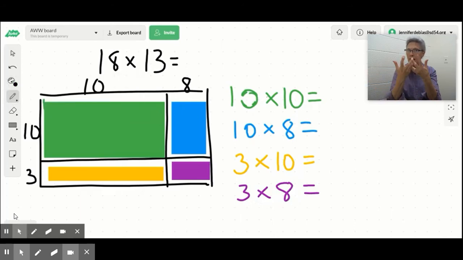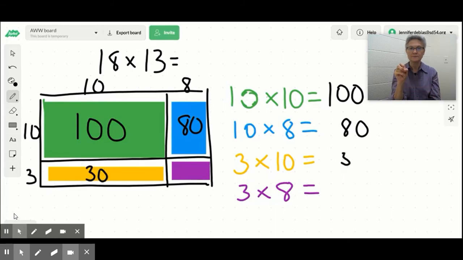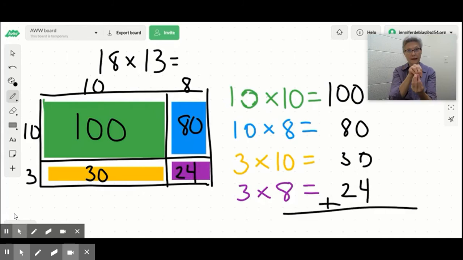So let's do 10 times 10 first. I know that 10 times 10 is 100. I can keep track over here as well. I know that 10 times 8 is 80. I'm going to line up my numbers so it's easier for me to add when I'm done multiplying. 3 times 10, I know, is 30. And 8 times 3 is 24. There we have that. Okay, so now I'm going to add these partial products together to get my final product.